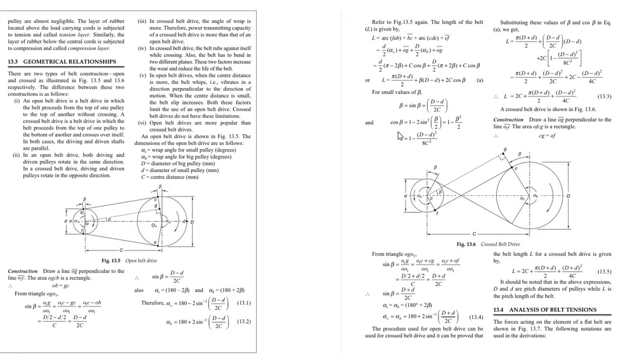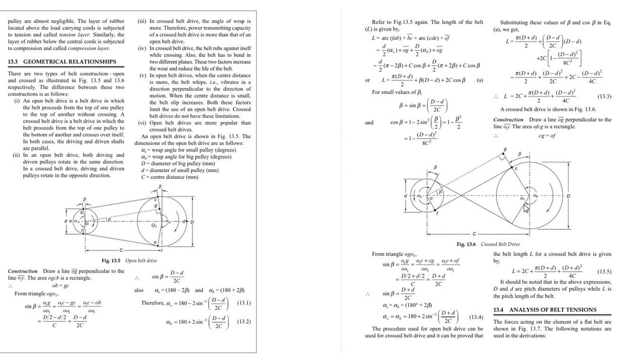beta is equal to (D minus d) by 2C. Therefore, cos beta is equal to 1 minus 2 sin square beta by 2, which is equal to 1 minus beta square by 2, equal to 1 minus (D minus d) square by 8C square. Substituting these values of beta and cos beta in equation A, by solving this relation we can get the length required for the open belt drive system in terms of center distance and diameter of the pulleys. We can get this relation as L is equal to 2C plus pi into (D plus d) by 2 plus (D minus d) bracket square by 4C.